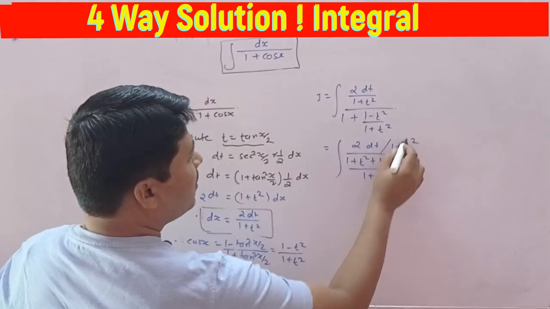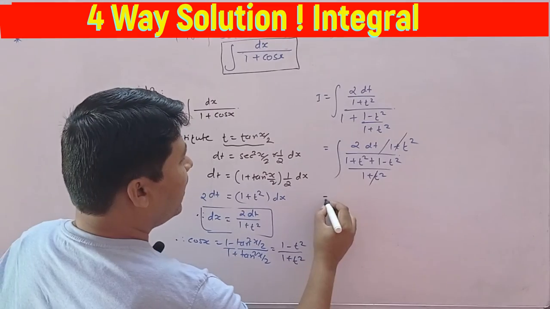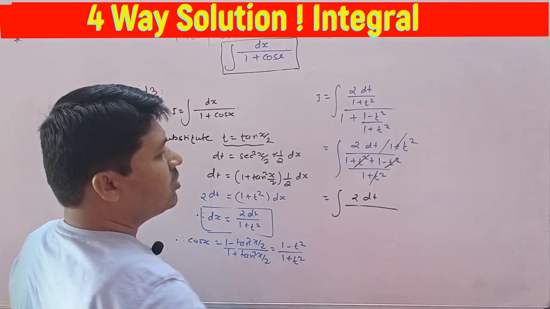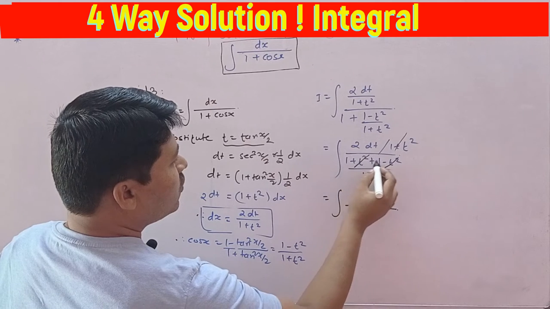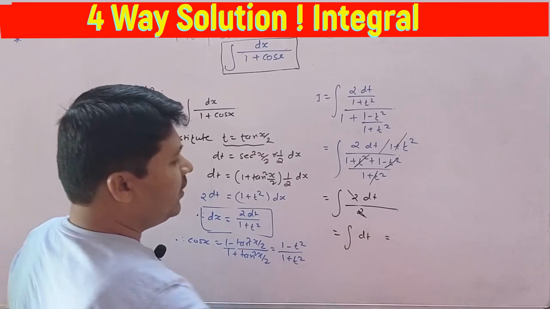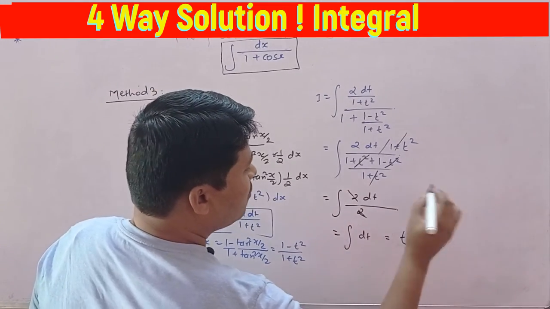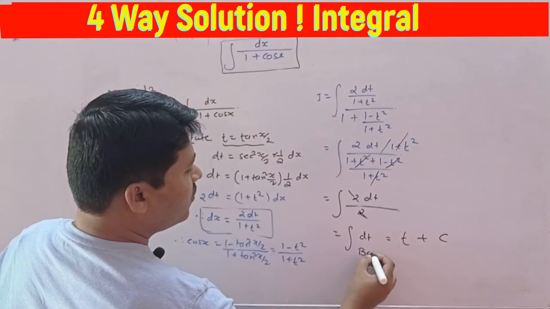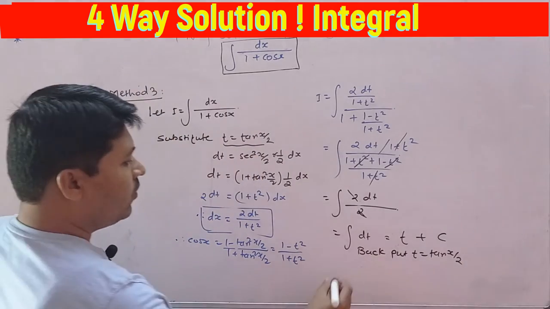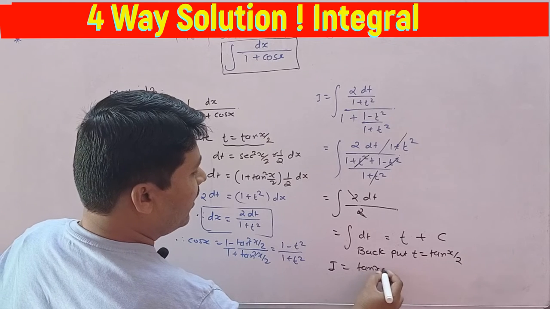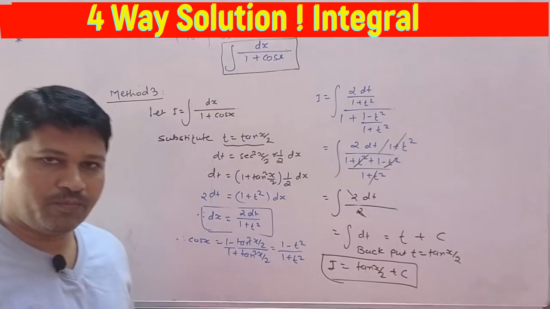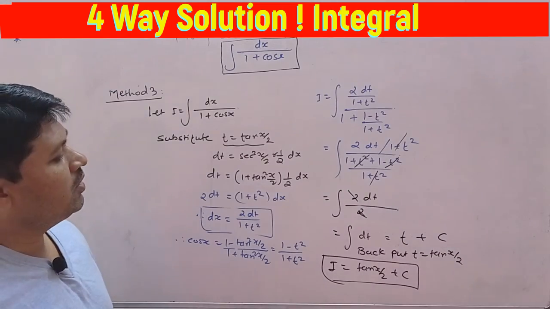Okay, here 1 plus t square and 1 plus t square get cancelled, and we get 2 dt divided by, the t square and minus t square get cancelled, and 1 plus 1 gives 2, so the 2 gets cancelled, and the integration of 1 dt is t plus c, the constant of integration. Now back substitute t equal to tan x by 2, and we get the final solution tan x by 2 plus c, the constant of integration. This is the method 3 solution. Got it? Please note it down.